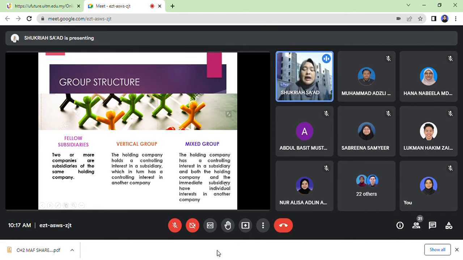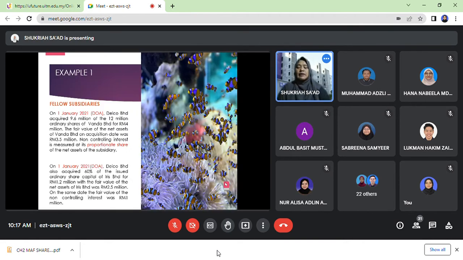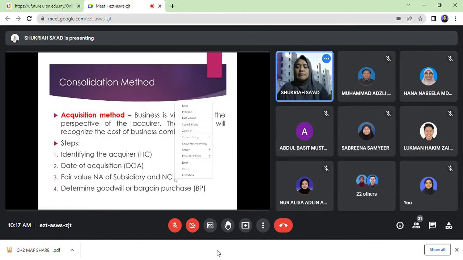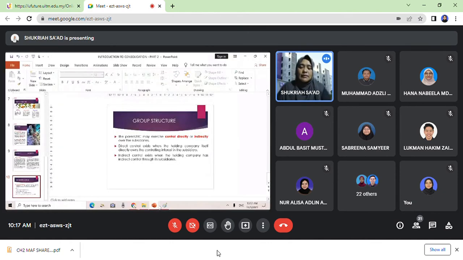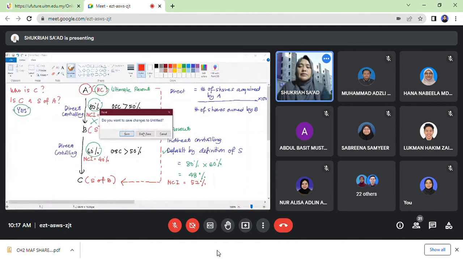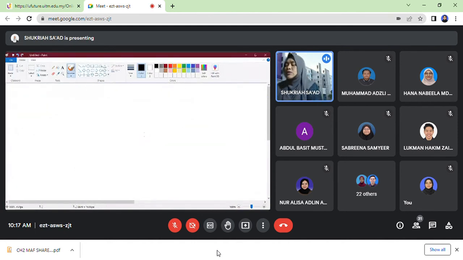Okay, now I want to show you in terms of a diagram, where from the diagram we can see clearly the difference between each type of group structure. Okay. Apa maksud fellow?